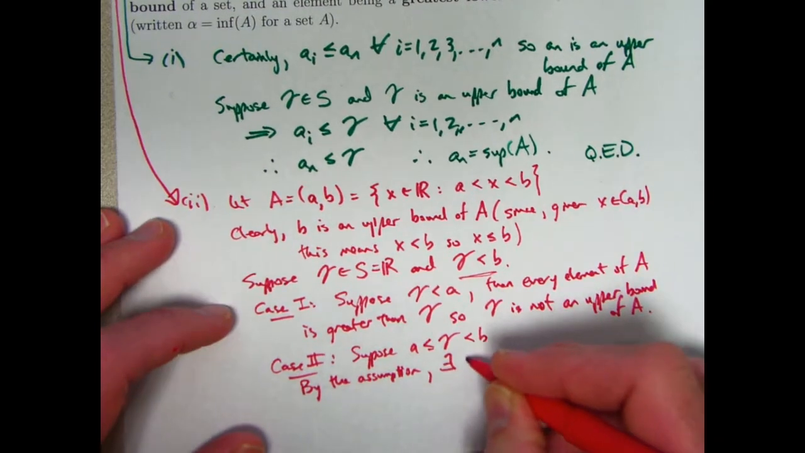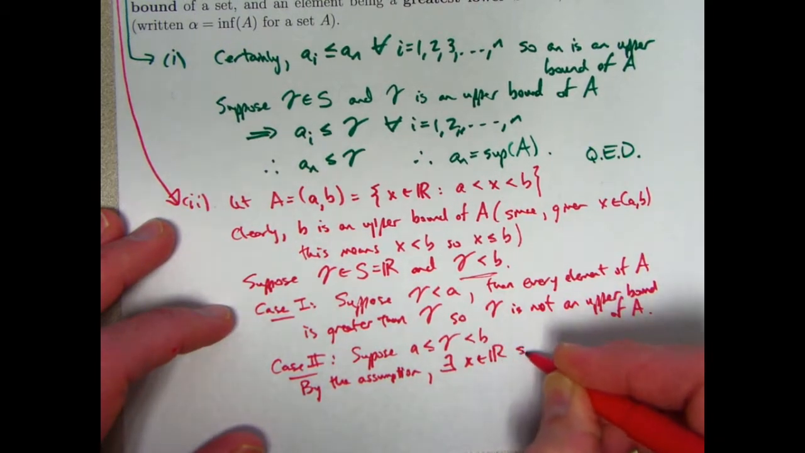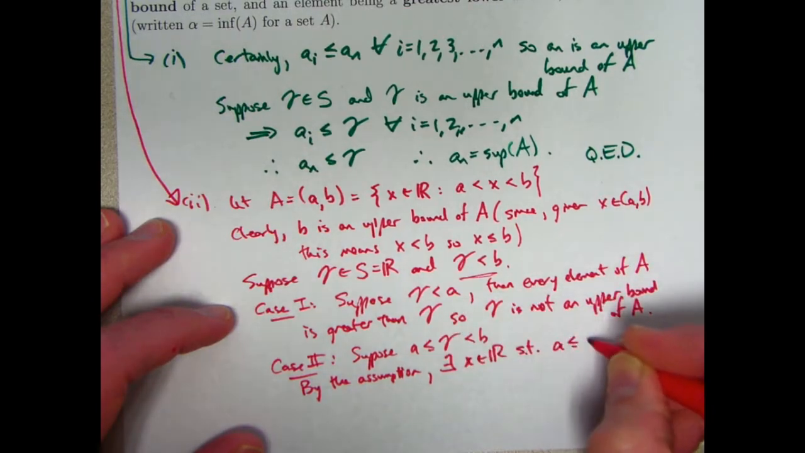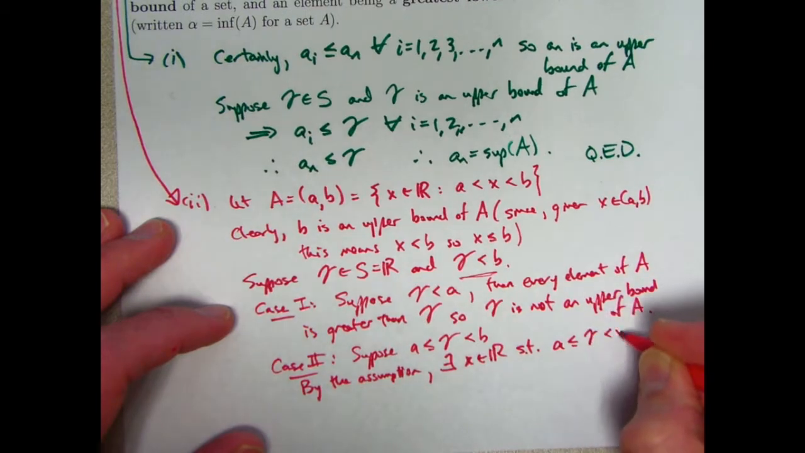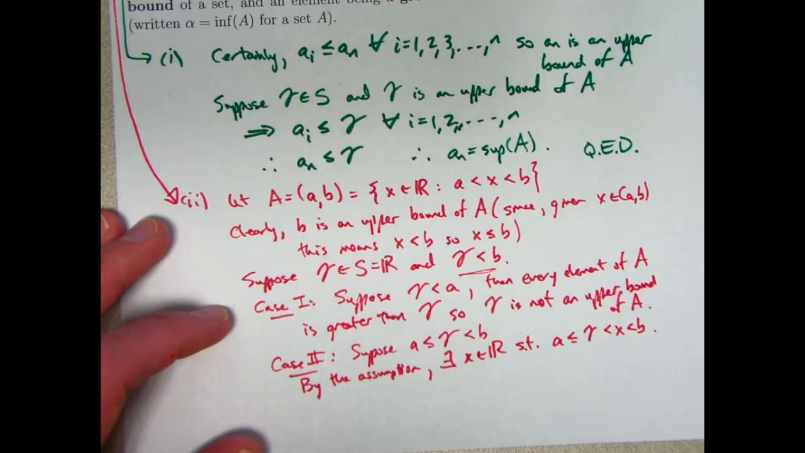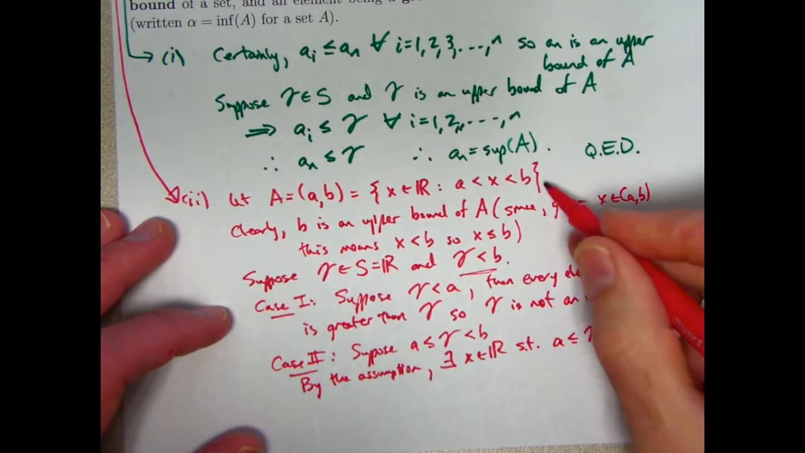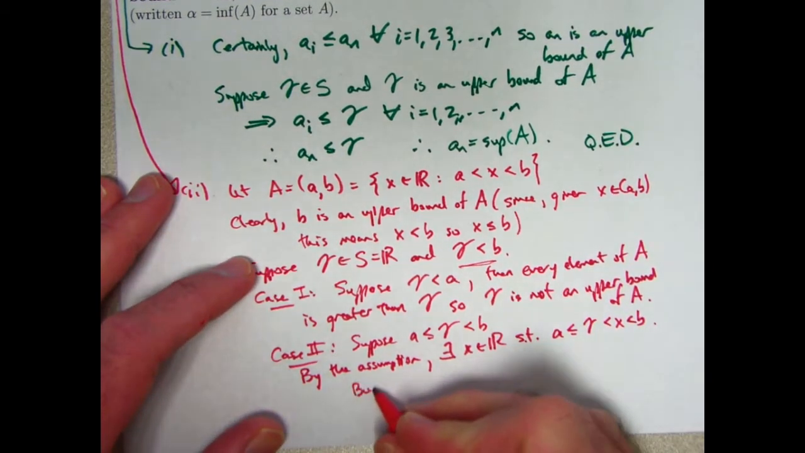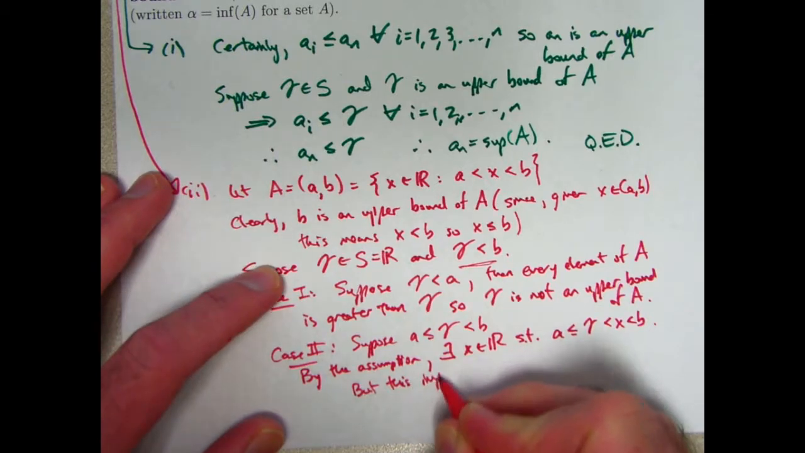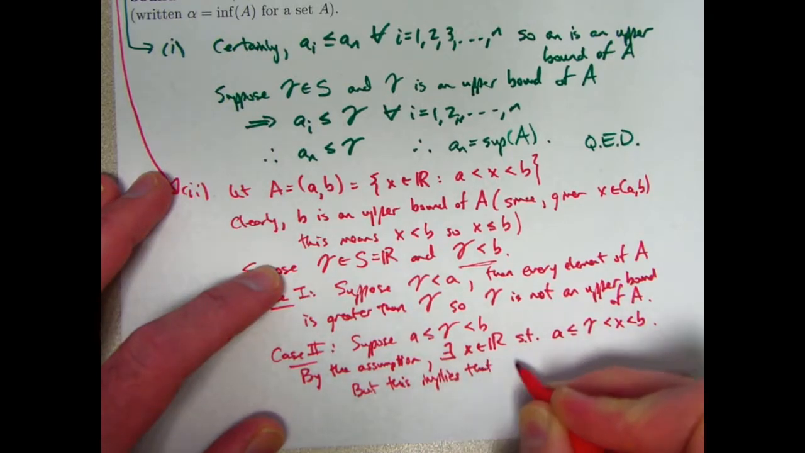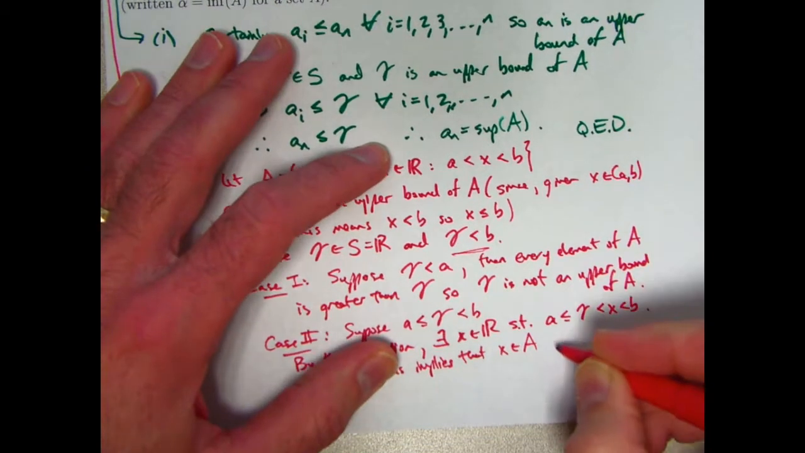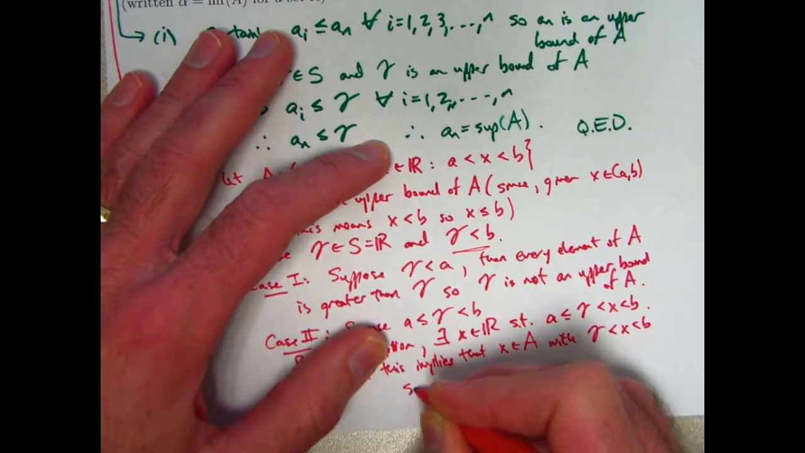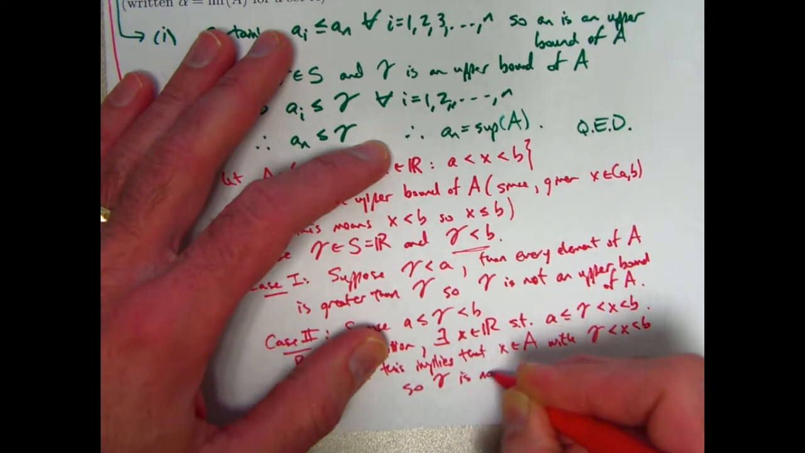We can say that there exists a real number x such that gamma is less than x is less than b, and I can also put the a back in there. a is less than or equal to gamma is less than x is less than b. But this means, by definition of capital A up here, that x must actually be in A. But this implies that x is in capital A with, once again, this condition holding, gamma is less than x is less than b. So gamma is, once again, not an upper bound of capital A.